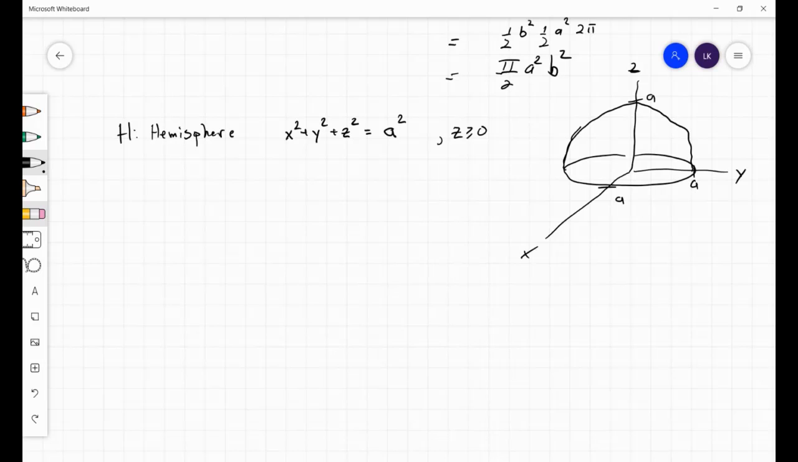And we want to compute the flux of some vector field through the upper hemisphere. Let's call that H. So at the end of the day, you just want to compute the flux through the upper hemisphere. Notice I'm not including the disk on the bottom, the circle. And you have a vector field.